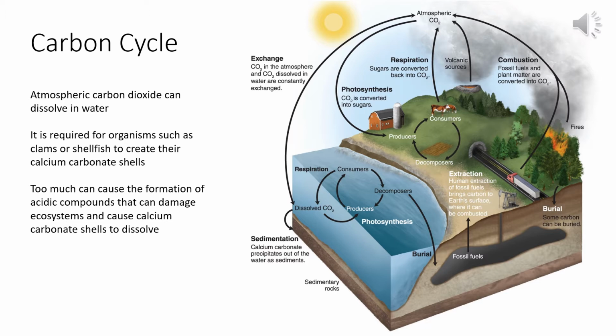That ocean water, when it becomes acidic, can damage ecosystems and cause organisms with calcium carbonate shells, such as coral reefs or clams and other organisms like that, to lose their shells because the shells dissolve. It is partly because of the acidic compound of the water, and partly because the dissolved carbon takes the calcium and keeps organisms from being able to acquire it.